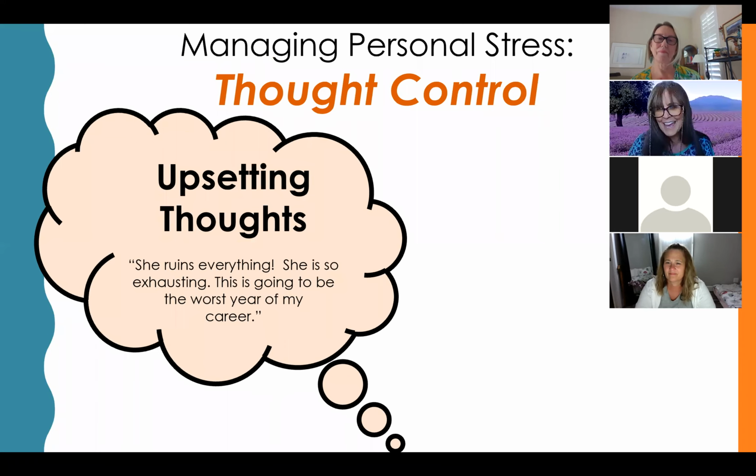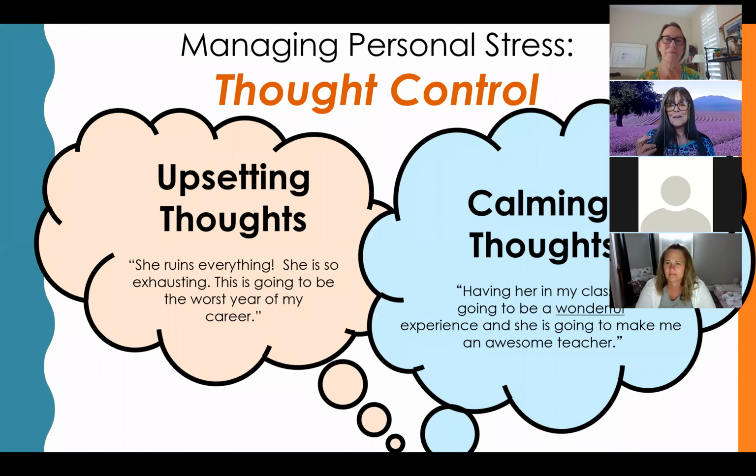One of the things that we can do as adults, I love this, it's really a resiliency skill or strategy. And that's that whole self-talk or our thought control. And so I don't know how many of you have had these upsetting thoughts, especially at the beginning of the school year, right? She ruins everything. She is so exhausting. This is going to be the worst year of my career. Or, I've been hearing about her, been hearing from all of those third grade teachers, and finally now she's in fourth grade and I get her, you know?